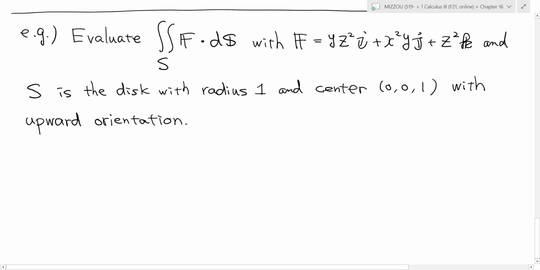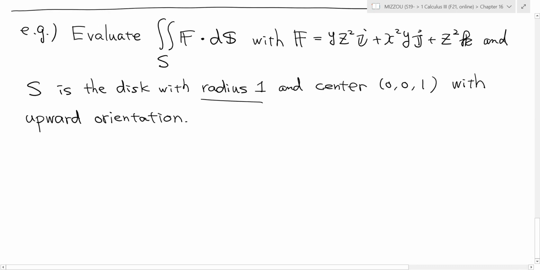Okay, so that means pictorially, what is this? This is a disk with radius 1, with center (0, 0, 1). It's not (0, 0, 0), it's (0, 0, 1), meaning that x is 0, y is 0, but z is 1. So that means this is basically a disk with radius 1 floating in the air at height z equal to 1. So it looks like this.